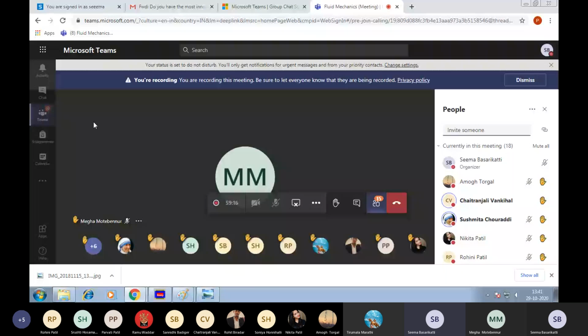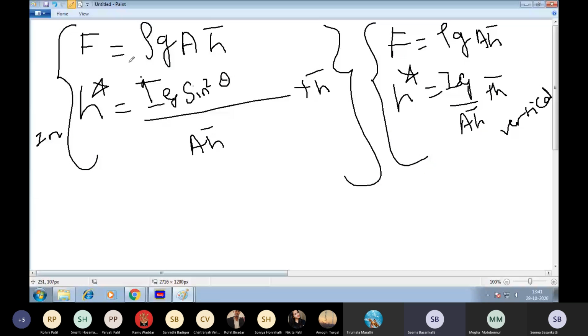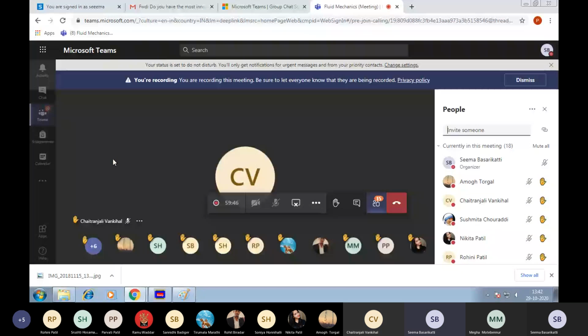Okay, so note down the equation. Note down this equation for an inclined surface. Have you noted the equations? Yes, ma'am. Okay. So now take a problem.